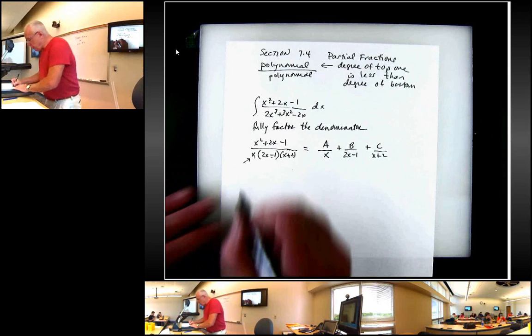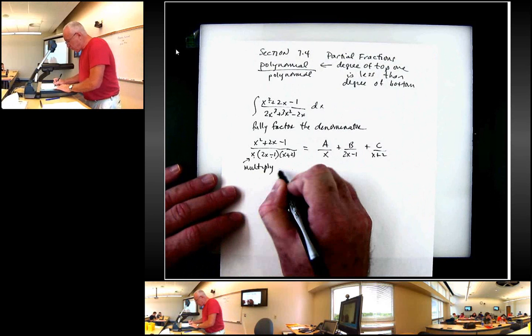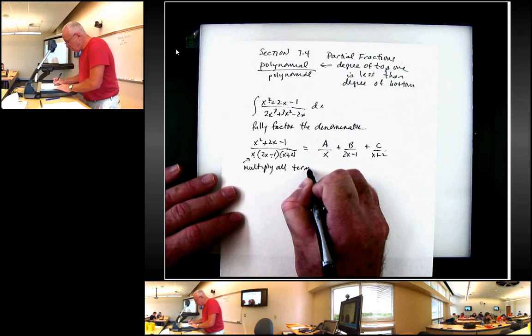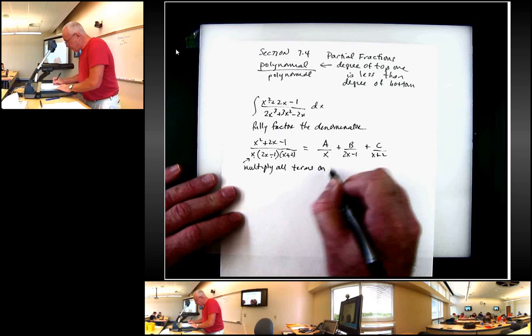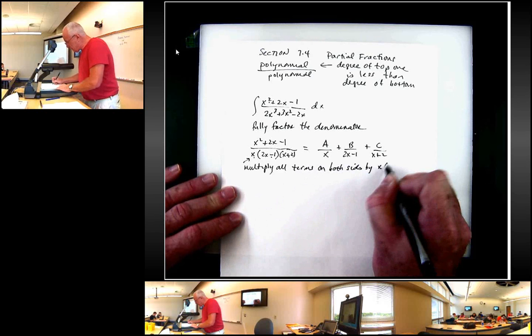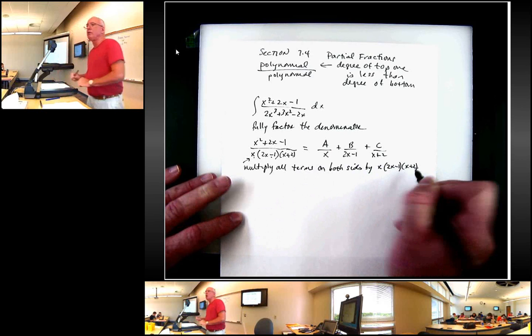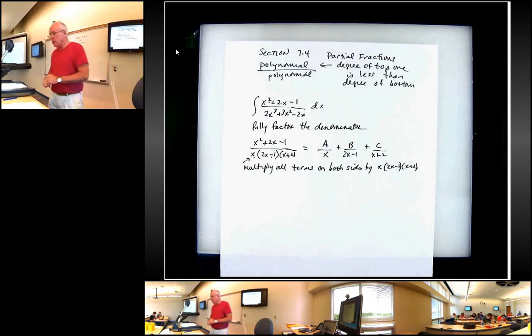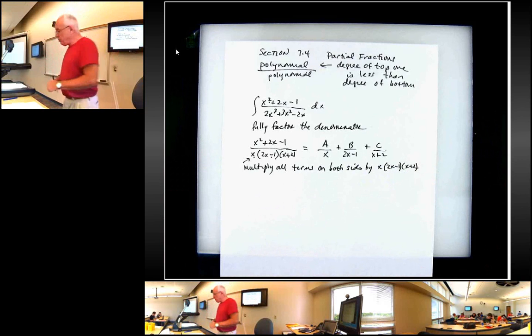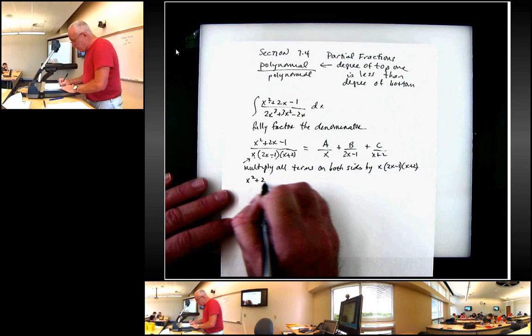So we're going to multiply all terms on both sides by x times 2x minus 1 times x plus 2. That's called the least common denominator. All right, so when we do that, the left-hand side becomes x squared plus 2x minus 1.